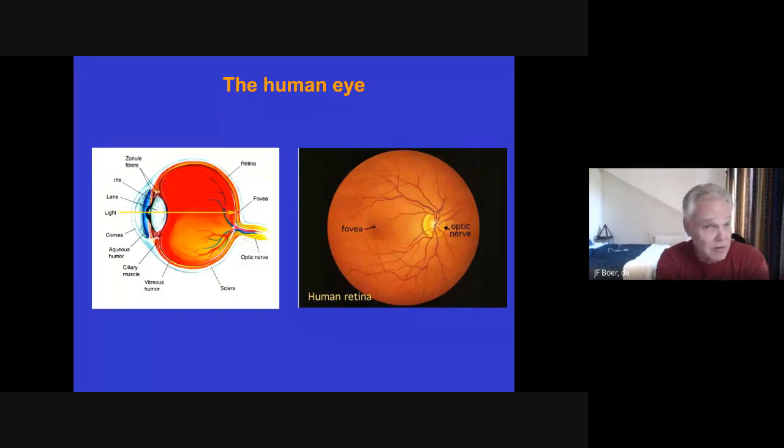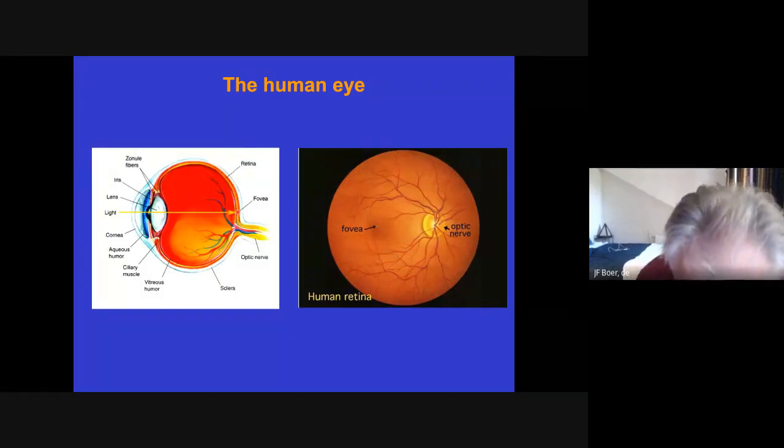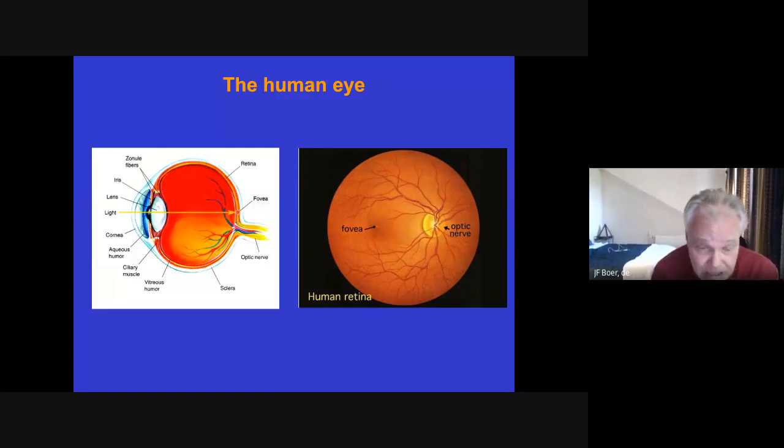So the fovea is a really important region. As an example, that is the region with which you are able to read, watch TV, recognize faces, and basically have that sharp perception of the environment around you.